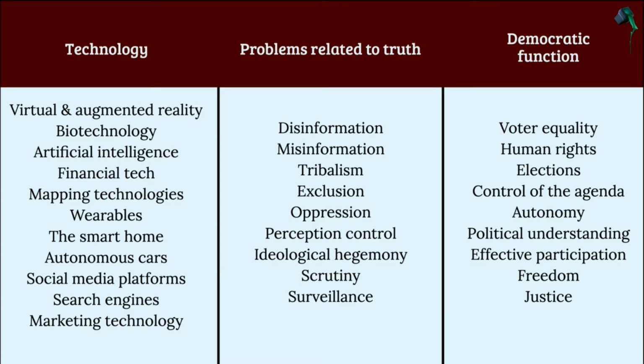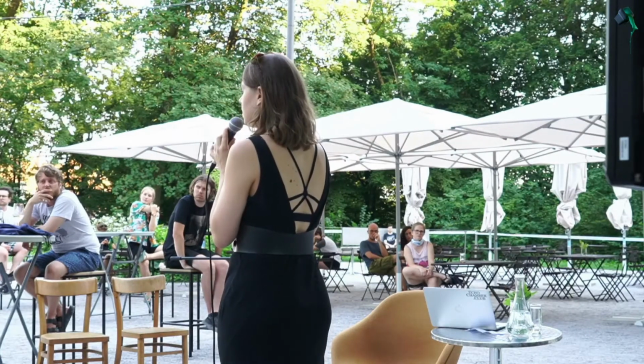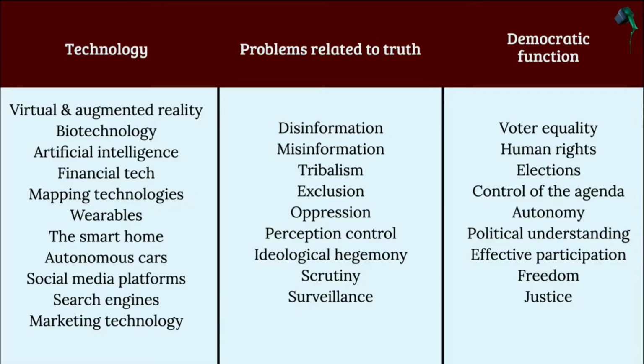Okay, democratic functions: voter equality. I'm actually not going to go through these in too much detail, but voter equality, human rights, elections, control of the agenda, which is around definition setting and that kind of thing. Autonomy, so just the fact that I am the best possible judge of my own future. If I think that something is good for me, then the buck stops there. That's my autonomy, right? Political understanding, so to what extent do we understand what other people are thinking? Effective participation, freedom and justice. So just some really easy concepts here.